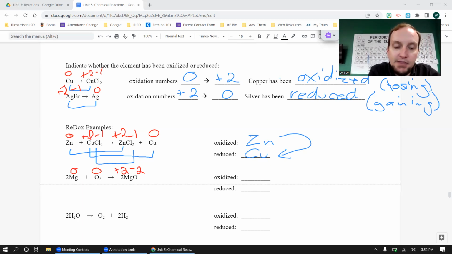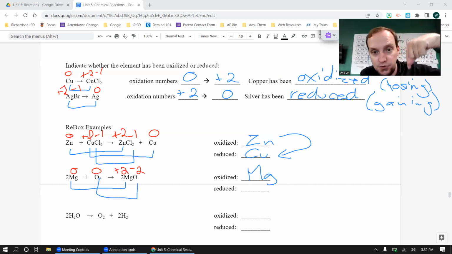All right, now that we have the oxidation numbers, magnesium to magnesium, 0 to +2, that is going in an upwards direction. Therefore, magnesium is going to be oxidized. Oxygen is going from a 0 to a -2, going down. It must be reduced. Again, what that means is the magnesium is giving its electrons away to the oxygen, excuse me.